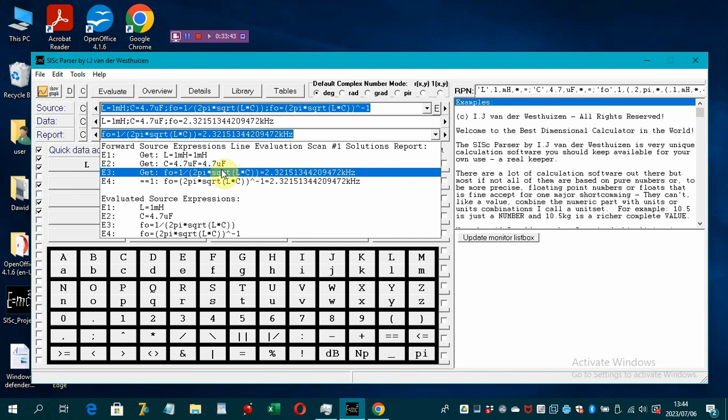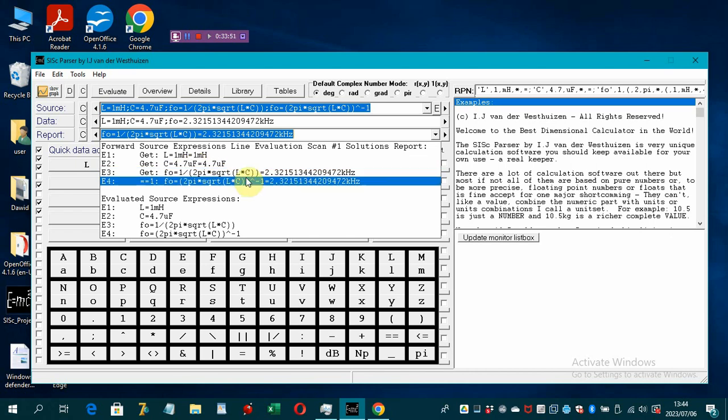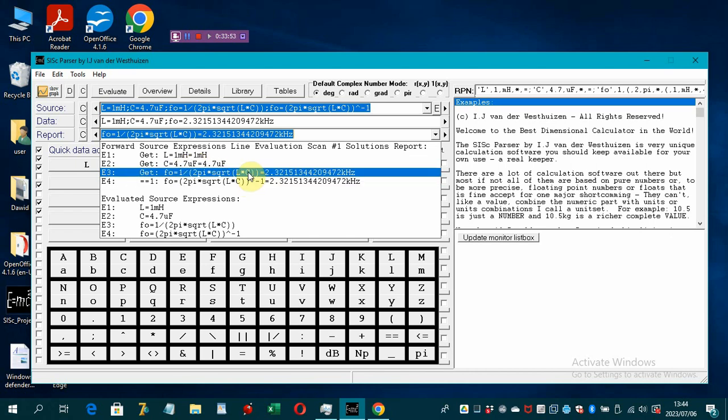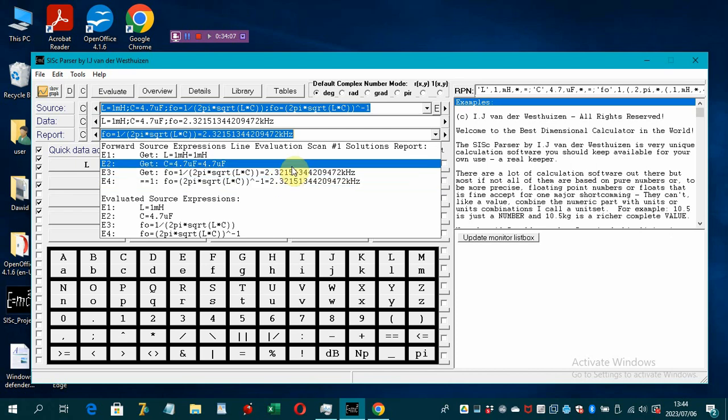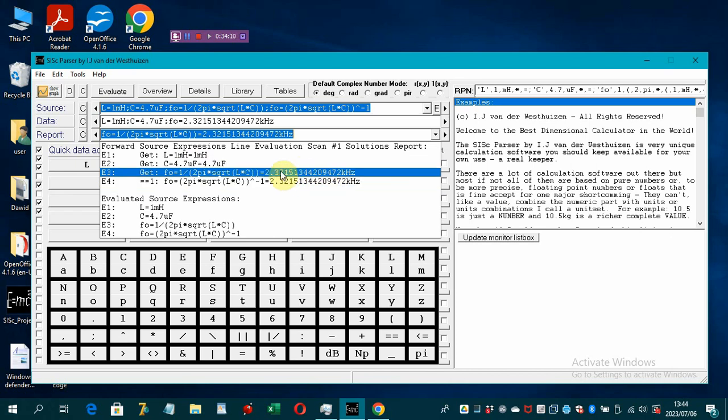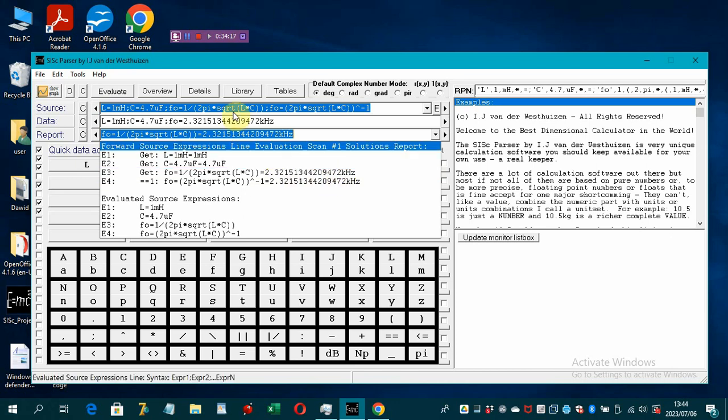So for instance, you can put that 1 millihenry in the place of L in parentheses, and that 4.7 microfarad in the place of C in parentheses, and it will also give you this answer of 2.3215 kilohertz. Whatever, that is not so important. So the answer is 2.321 kilohertz, depending how precise you want the answer. You can ignore those later digits. Okay, I hope that is very insightful.